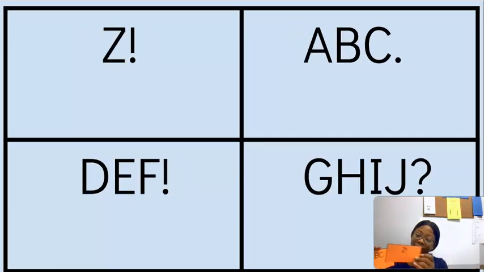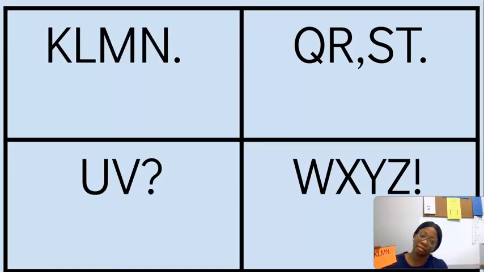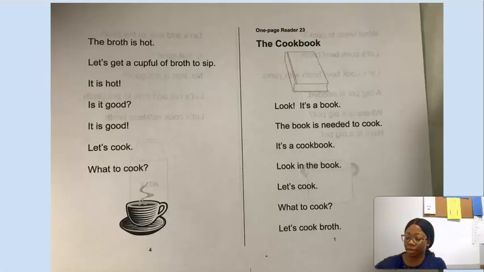Z, A, B, C. D, E, F. H, I, J. Try it again. You skip one. Oh. G, H, I, J. K, L, M, N. Q, R, S, T. U, V. W, X, Y, Z. Good job. All right, so now pick your reader back up.